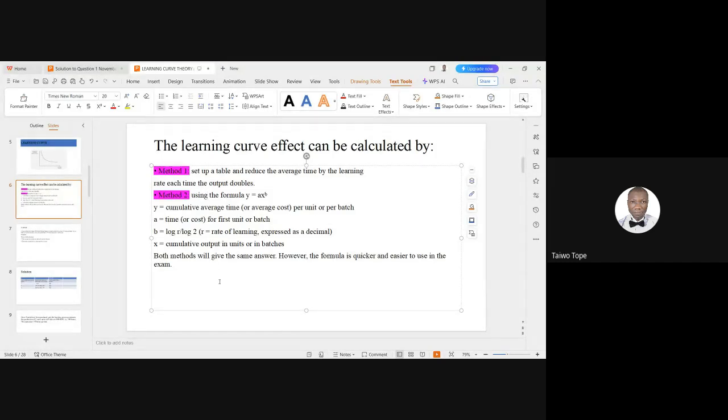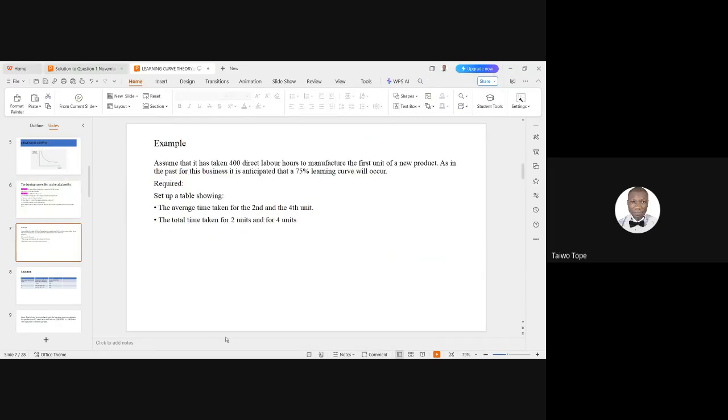So both methods will give the same answer. However, the formula is quicker and easier to use in the exams. Any question at this point?